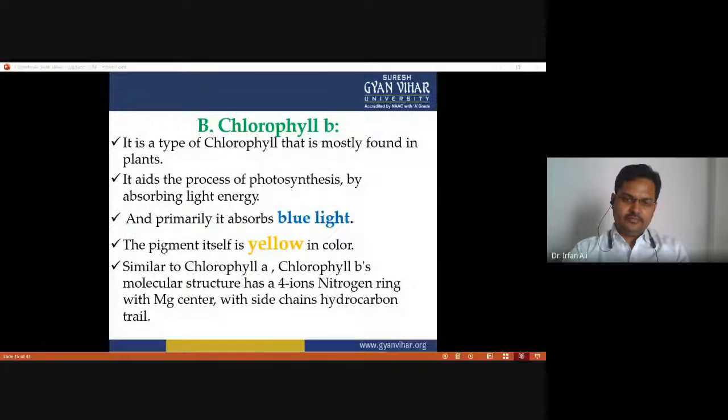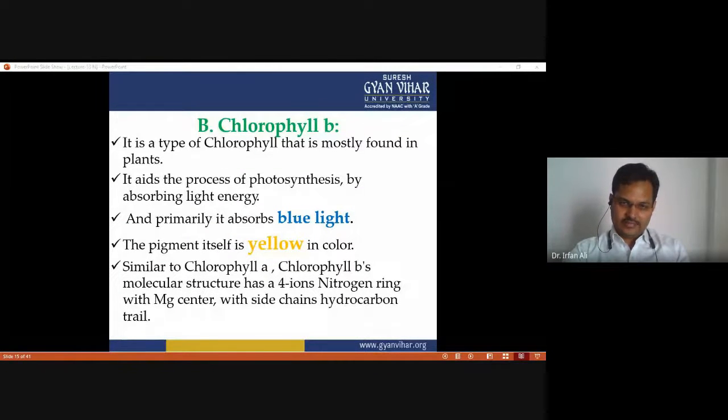Now chlorophyll B. It is a chlorophyll that is mostly found in plants, along with chlorophyll A. It aids the process of photosynthesis by helping in absorbing light energy, and primarily it absorbs blue light. The pigment itself is yellow in color. Similarly to chlorophyll A, the chlorophyll B molecular structure has four nitrogen rings with a magnesium center with side chain hydrocarbon tails.